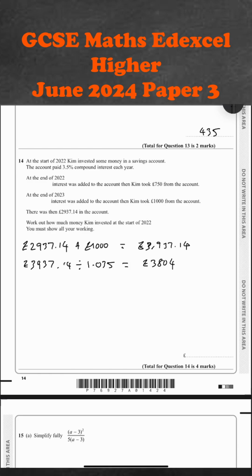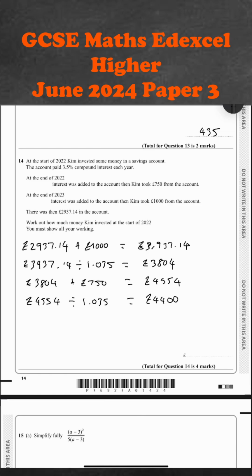She took 750 from the account, so let's add that back on. Curious to see if this is actually going to give us a whole number, or if they usually like giving you a whole number answer for this. And then lastly, again, I'm going to divide by 1.035. The truth, 4,400. It's a whole number.